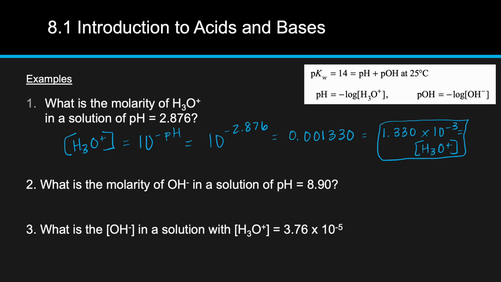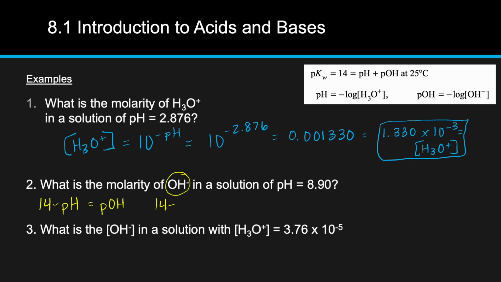All right, let's look into the second example. What is the molarity or concentration of OH minus in a solution of pH equals 8.9? Because I want to solve for the concentration of OH minus, I should be in pOH. So my first step is to get pOH from pH, and to do that, I'm going to take 14 minus the pH, and that gives me pOH.